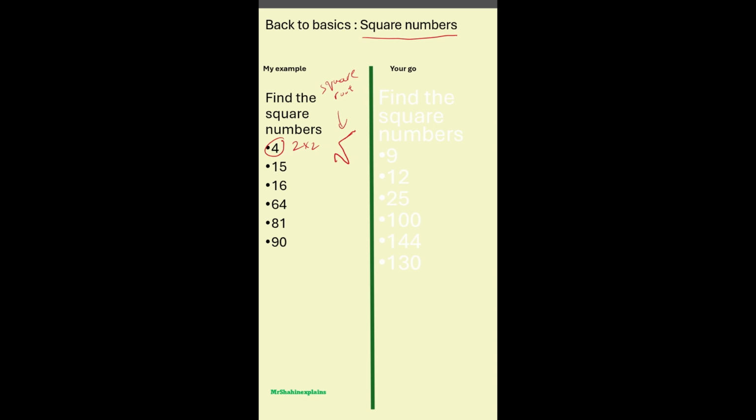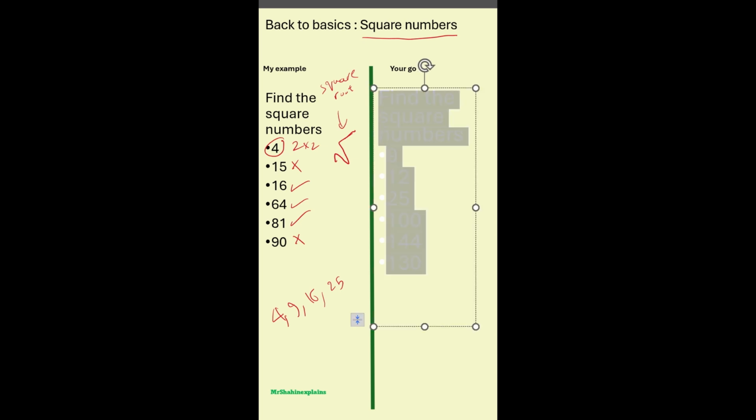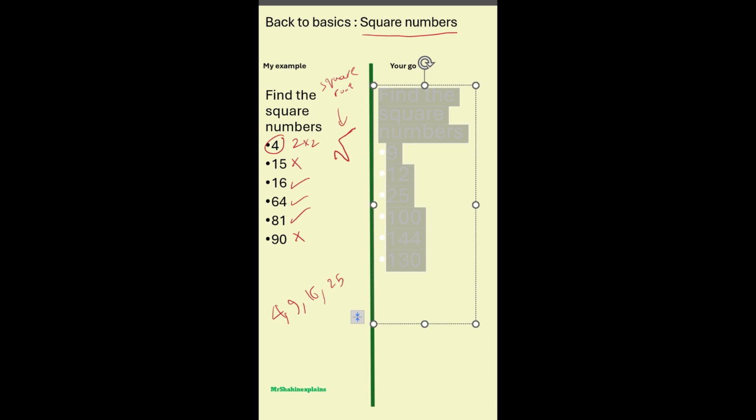But an easy way to do this is to remember the basic square numbers like 4, 9, 16, 25, and so on. So 15 is not a square number, 16 is a square number, 64, yes, it is a square number, 8 times 8, and 81 is a square number, 9 times 9. 90 is not a square number. Very easy topic.